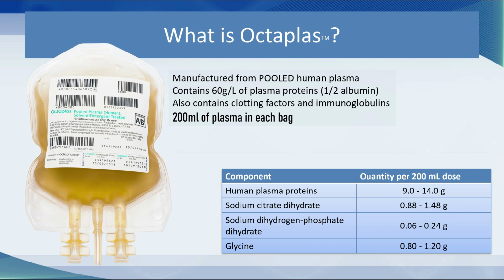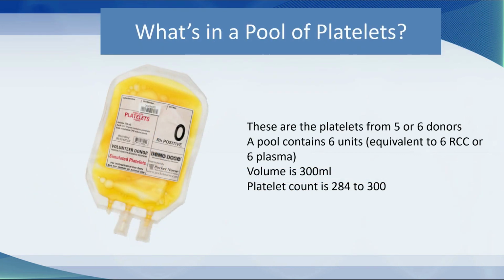This is a product that is used in my hospital. It's a manufactured product known as Octaplas, and this is manufactured from pooled human plasma. It contains about 60 grams per liter of plasma protein, so about half the albumin that you would normally have in plasma. And it also contains clotting factors and immunoglobulins. And in each bag of this, there is roughly 200 mils of plasma. There's some sodium citrate and quite a lot of sodium in there, but that's what's in there.